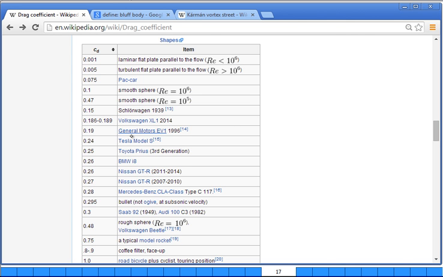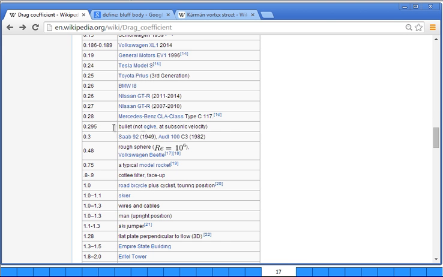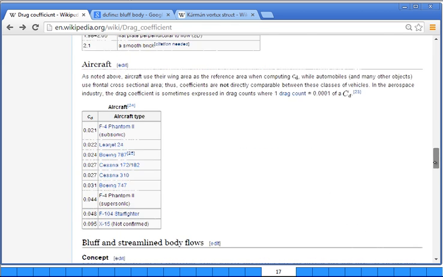values quoted. Here's some vehicles with low, 0.25 is a very low drag coefficient. True? How about a bullet? 0.295. Rough sphere at 10 to the 6 is 0.48. And then let's see the Empire State Building, well, it's high, yeah. You have to consider wind loads on buildings as a civil engineer. And a road bicycle in the touring position, 1.0. So you can get a lot of drag coefficients.